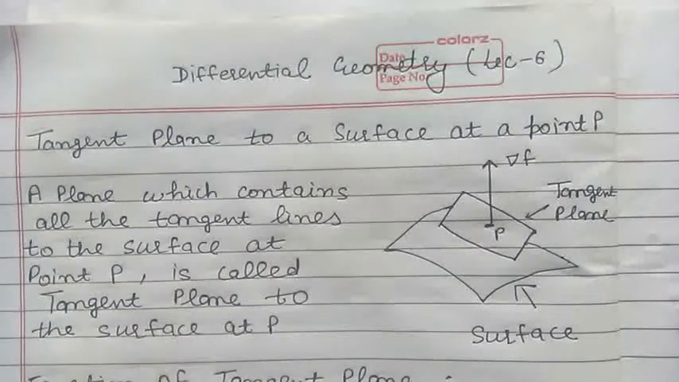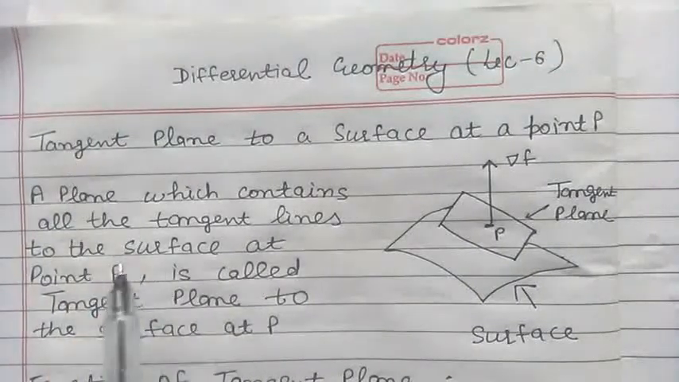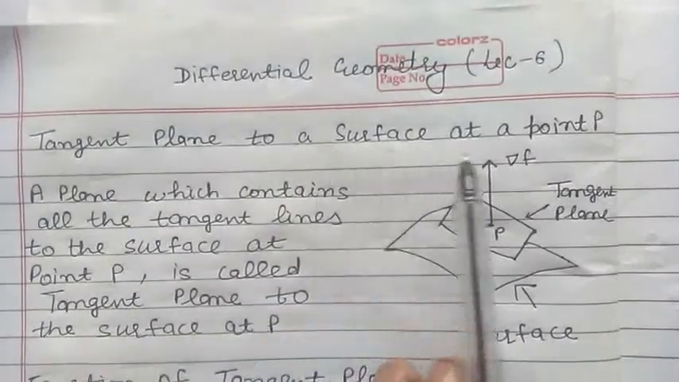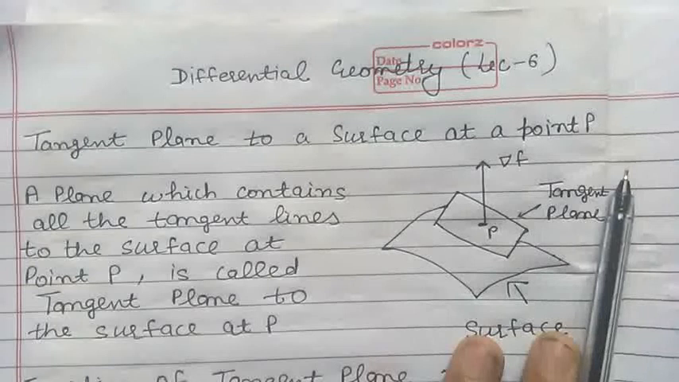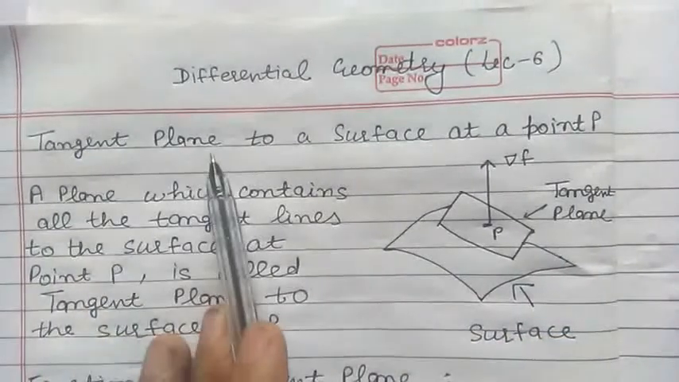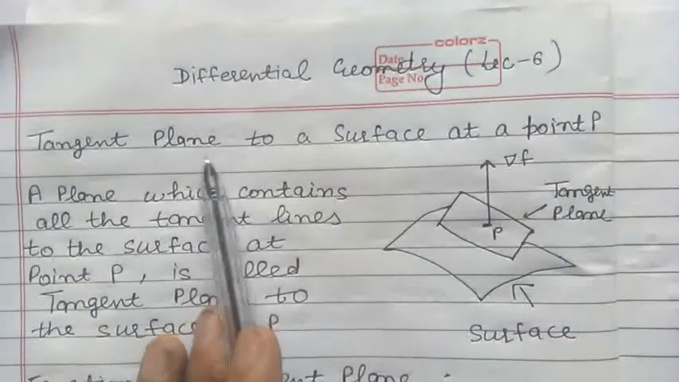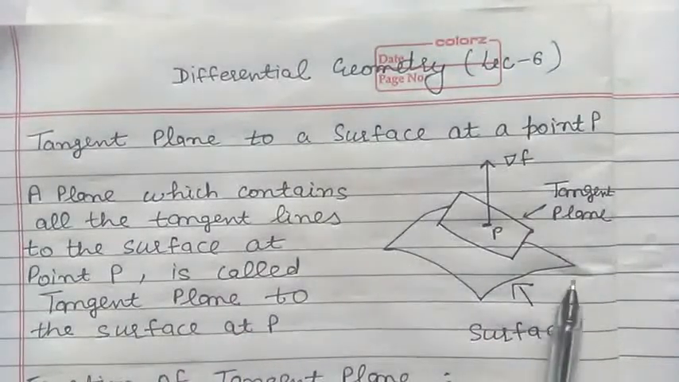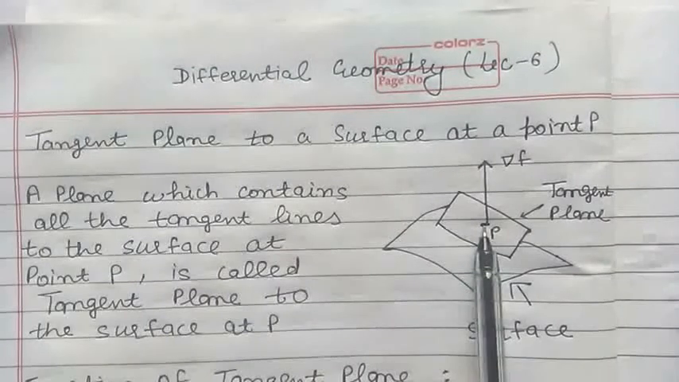Good morning students. Today you will learn how to find the equation of tangent plane to a surface at a given point P. So firstly let us define what is tangent plane at a point. In order to define it, let us take a surface. This is a surface and P is the point where we are to define the tangent plane.